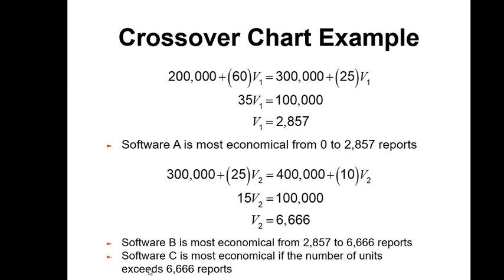Now, if the number of reports or units that you are going to produce is more than 6,666, then software C will be the most economical. You see how the crossover point helps you to select your process strategy, using the break-even analysis.